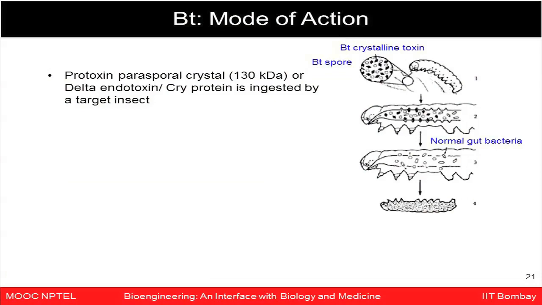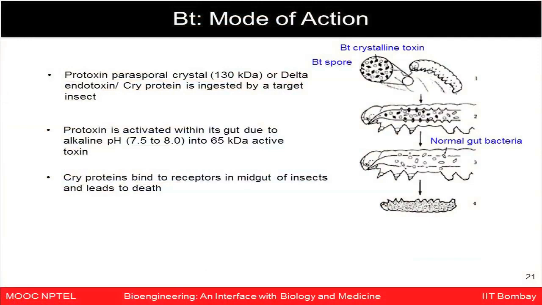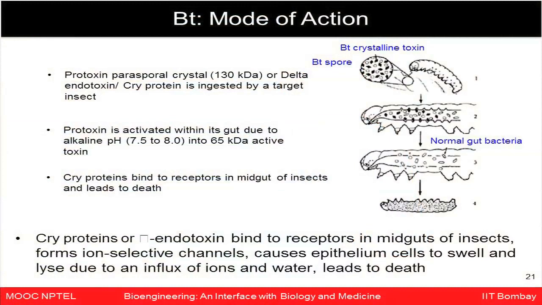Initially, the protoxin parasporal crystals, or delta endotoxins, are ingested by the target insect. Now, these protoxins are activated in their gut because of the alkaline pH which is there. After these crystals have been taken by the insect, when they go to the gut, that environment of alkaline pH activates this toxin which was inactive earlier. And now the cry protein is going to bind to the receptors in the midgut of the insect, which leads to the death of this particular insect.